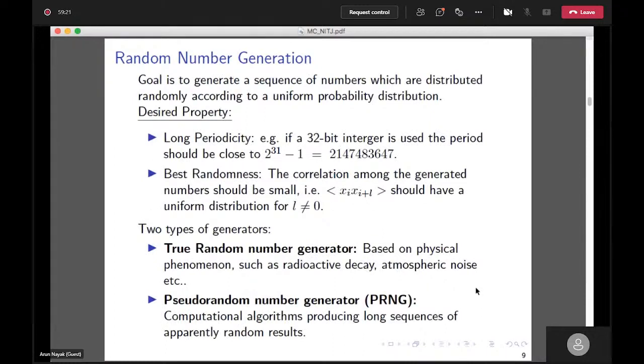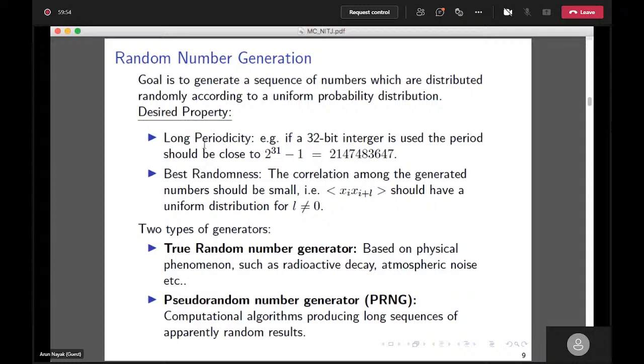Now let's come to how to generate random numbers. The goal is to generate a sequence of numbers which are distributed randomly according to a uniform probability distribution. Starting from a uniform probability distribution, we can go to a desired PDF. So the first goal is to get random numbers distributed according to a uniform probability distribution. What should be its properties?